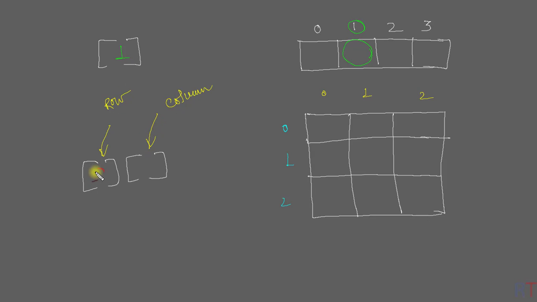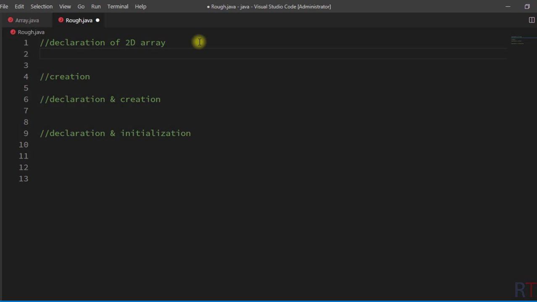If we pass in the index 0, 0, this will access the first element, which is located in the first row and first column. Similarly, if we pass in 0, 1, this will access the element at the first row and second column. So now we're going to see how we can declare one 2D array.